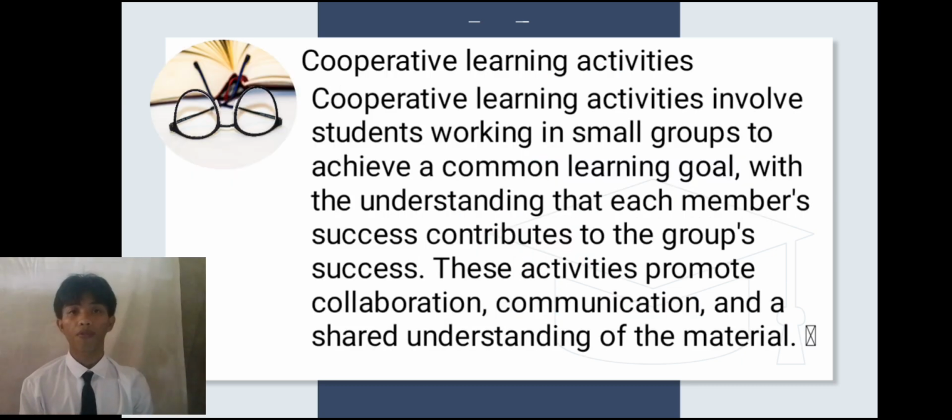Now we proceed to the fourth topic, cooperative learning activities. It involves students working in a small group to achieve common learning goals with the understanding that each member's success contributes to the group's success. This activity promotes collaboration, communication, and a shared understanding of the materials.